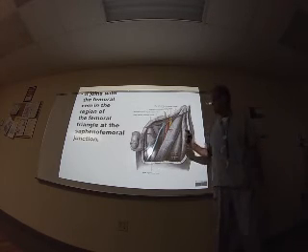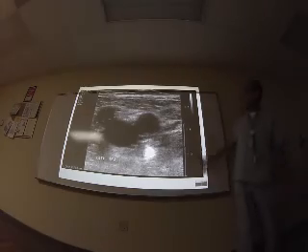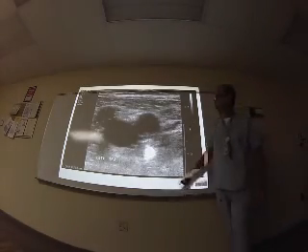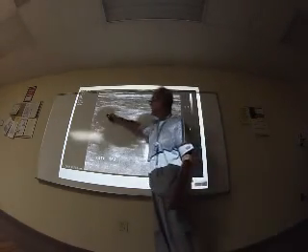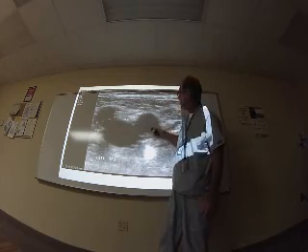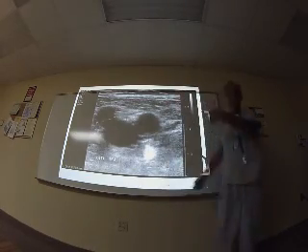And I don't know what this is. Okay, this is the artery, the vein, and the saphena entering the vein, looking like a Mickey Mouse.